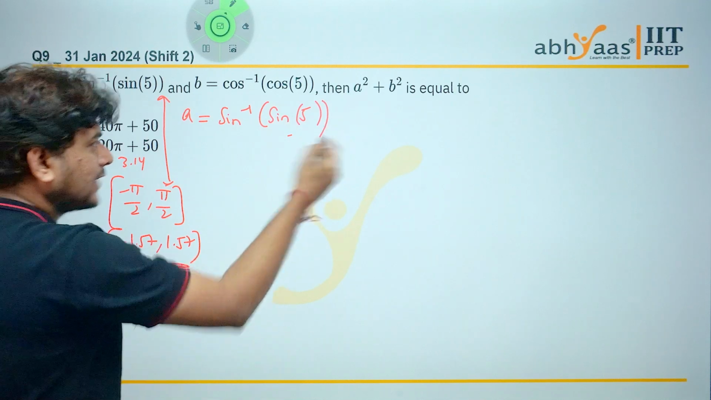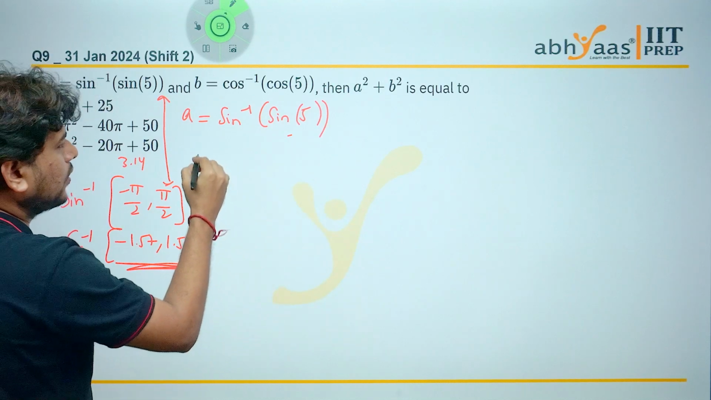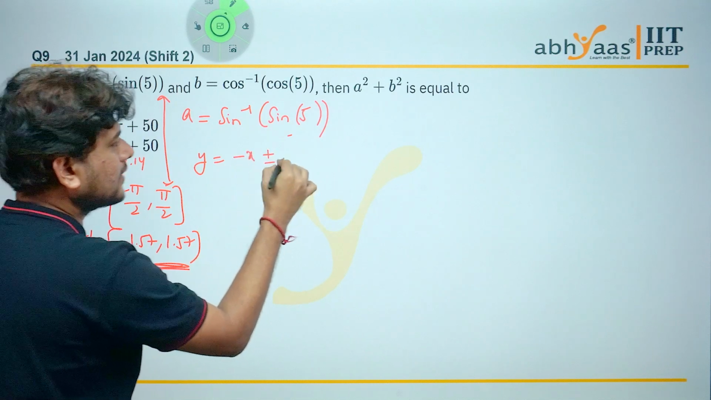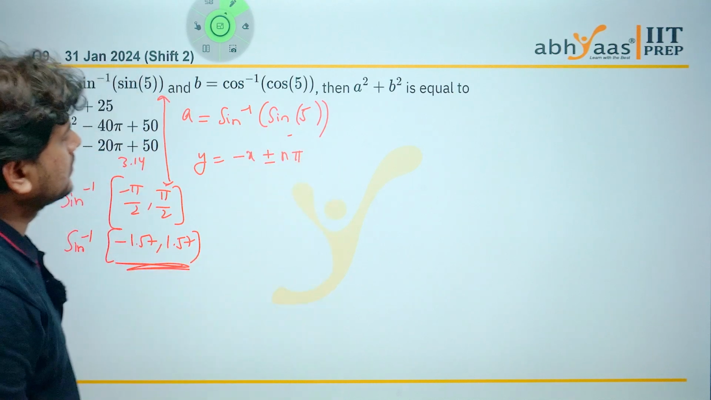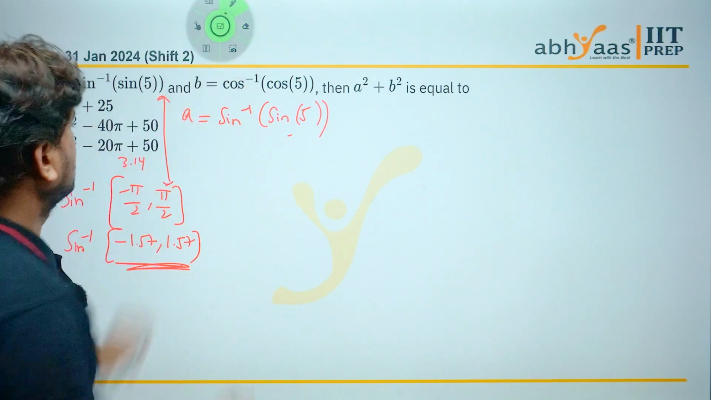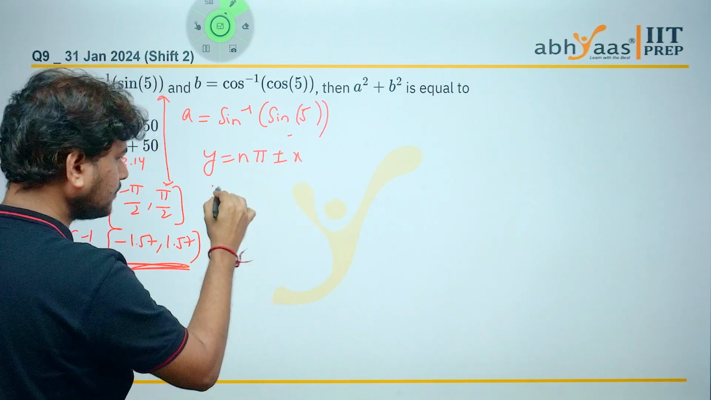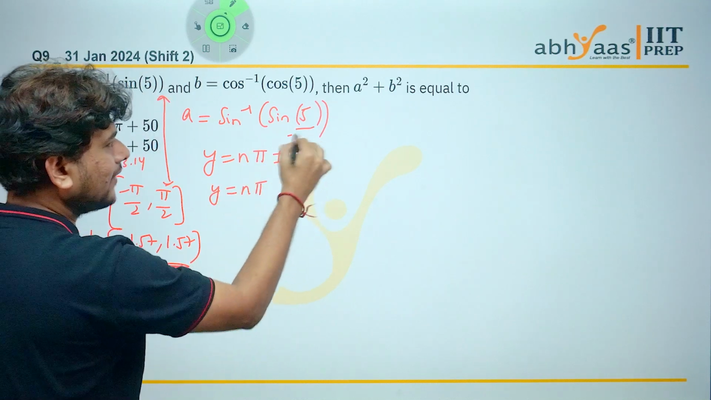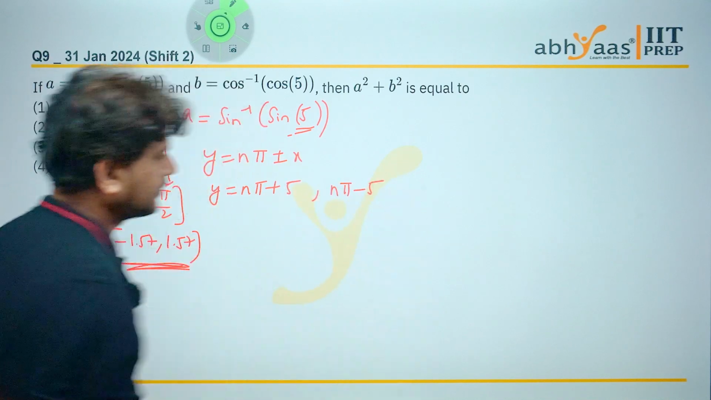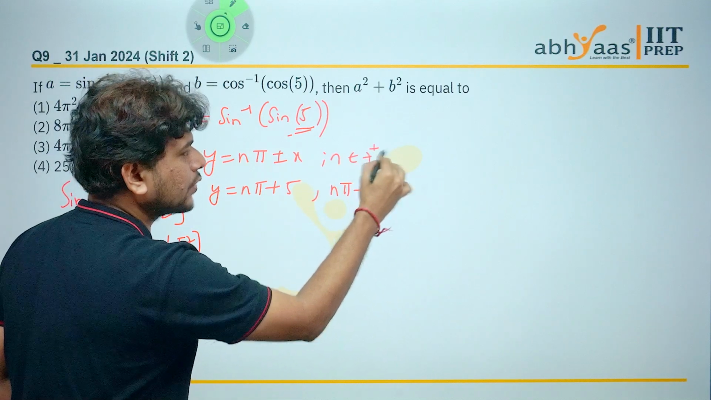Yeah, I actually made one formula using the graph. So let y equal to n pi plus or minus x. Yeah. So here x value is the value that is given. So n pi plus 5 and n pi minus 5, where n belongs to integers, both positive and negative.